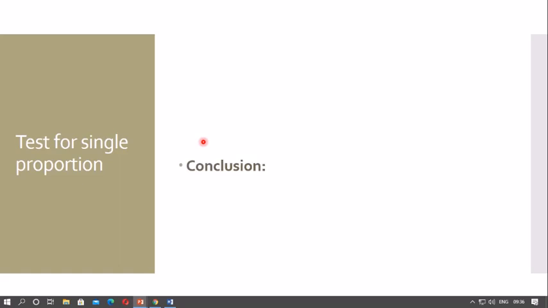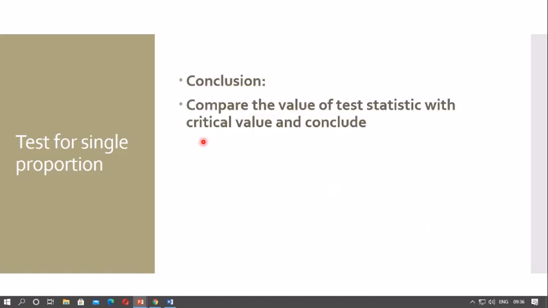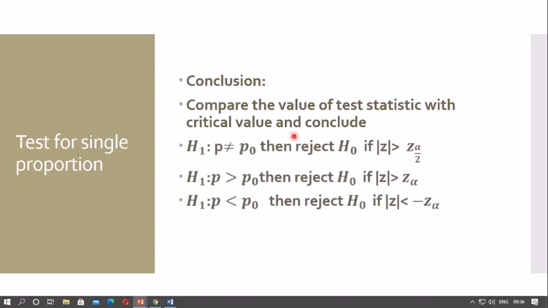Now as usual, our conclusion. You have to compare the value of the test statistic that we got right now with the critical value and arrive at a conclusion. So one of the three of these could be our conclusion, but that will be according to our alternative hypothesis. I'm not going to repeat this because it's almost similar to what we have studied just before. Okay, I hope you understood all these three tests.